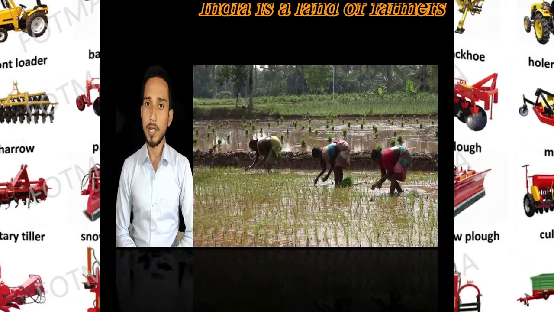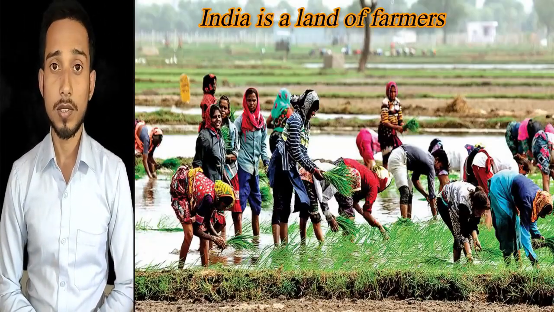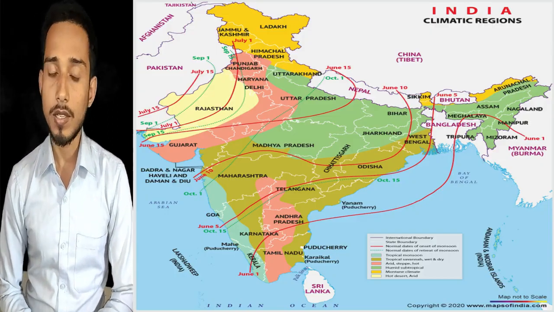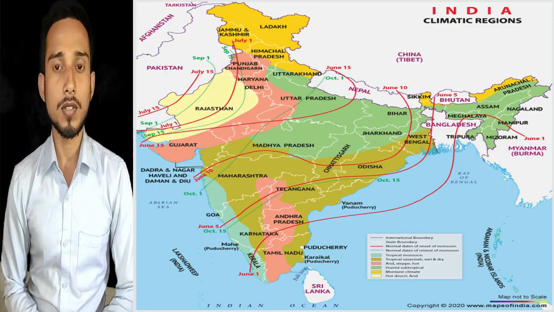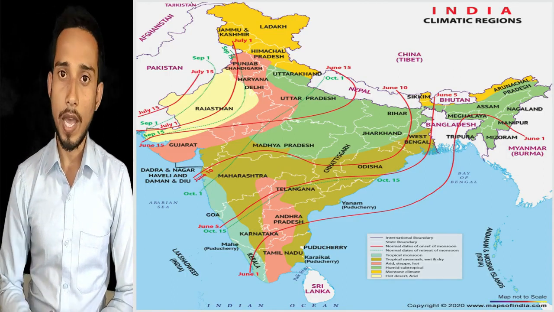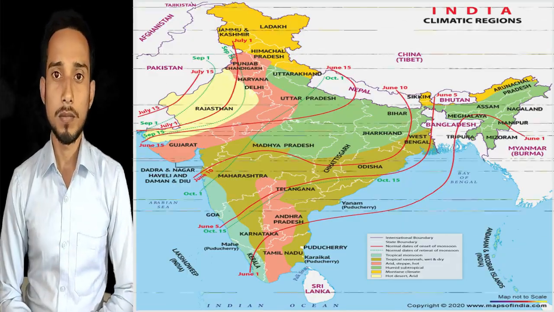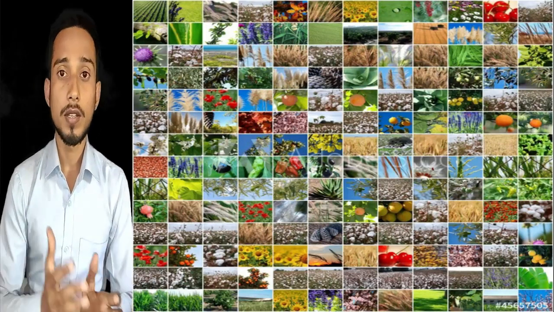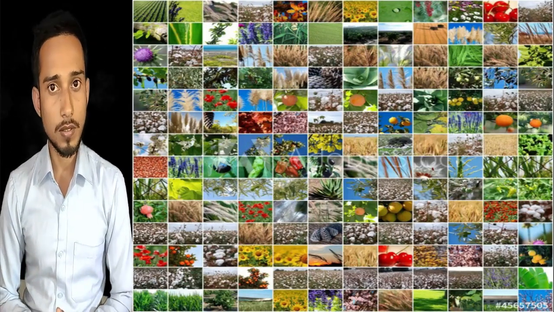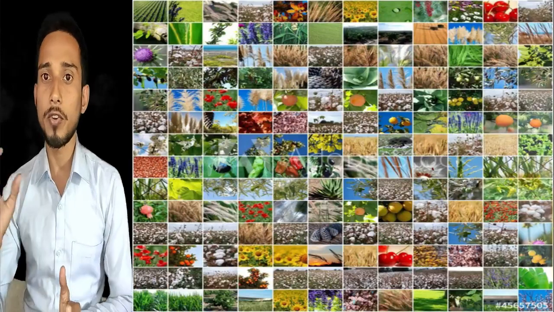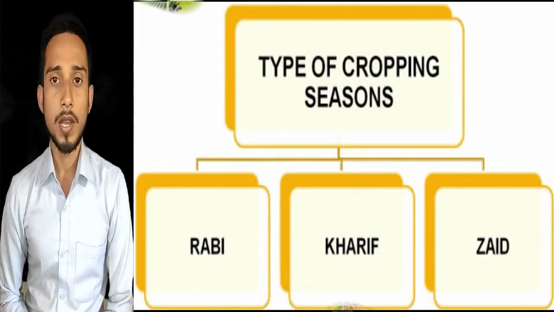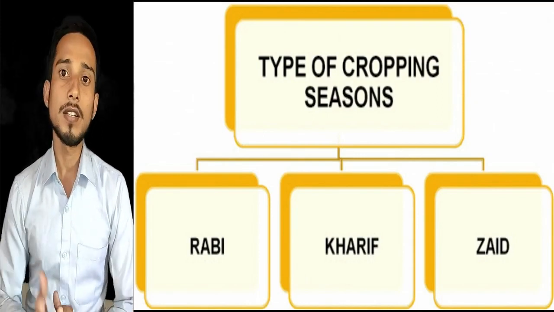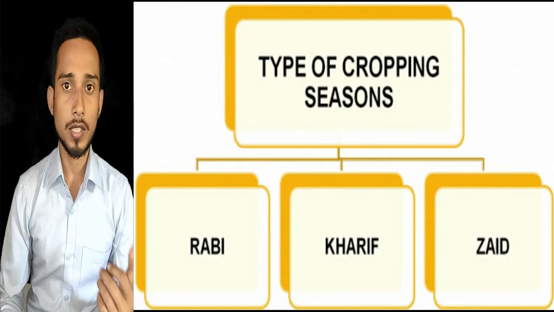As we know, our country India is a land of farmers and it has a wide spread of its boundary, and hence it faces mainly 3 seasons throughout the year. That is the reason different crops grow in these 3 different seasons, and on the basis of crops grown in these 3 seasons, crops are mainly categorized into 3 categories. They are Kharif, Rabi and Zaid.